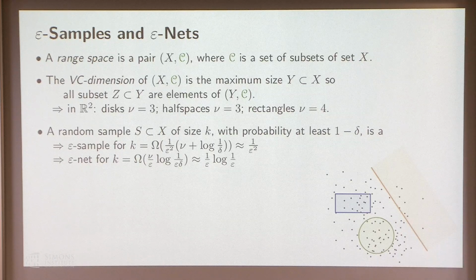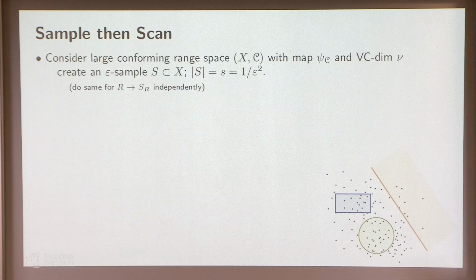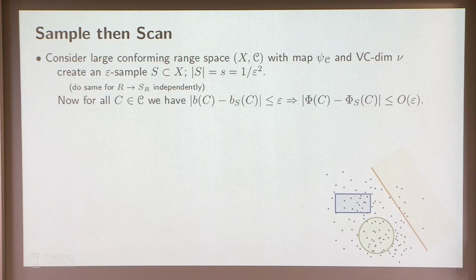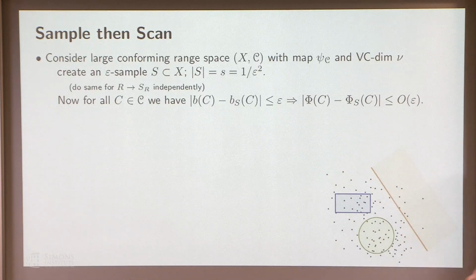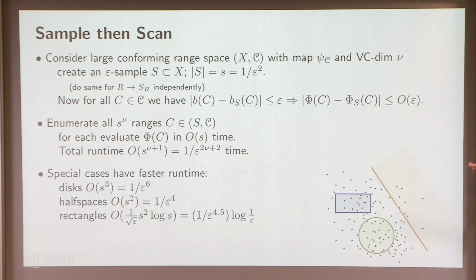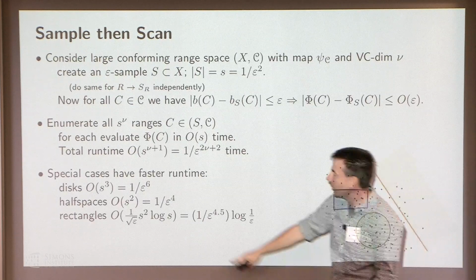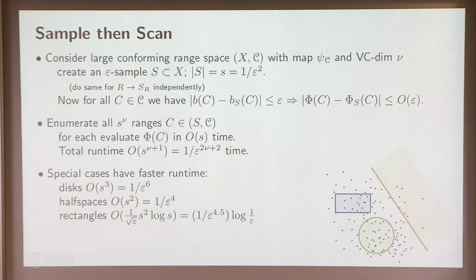So the idea is you sample this, and also the red points, the measured points, independently, and then you scan over this. Because you approximate this, you can show you basically approximate this function. In this general conforming range space model, you can get runtimes like this. And for special cases, you get things like 1 over epsilon to the 6 for disks. It's better for half spaces and rectangles. We can do 1 over epsilon to the 4/5 with some other tricks in there.